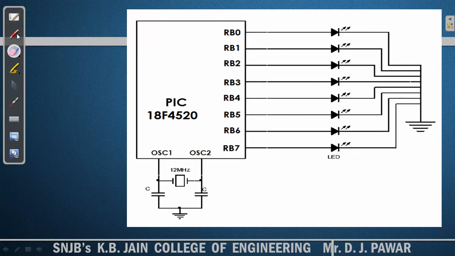We are interfacing these LEDs like one LED on one pin of port B. We have a total of 8 pins, so we are interfacing 8 LEDs, one LED for each pin. The cathodes of these LEDs are made common and connected to ground, as you can see over here, and the anodes are connected to port pins. So the port pins will decide when to turn on that LED and when to turn off that LED.